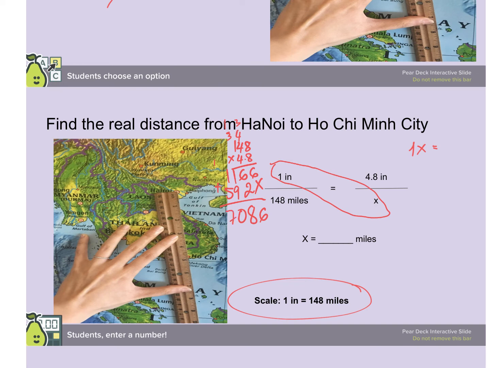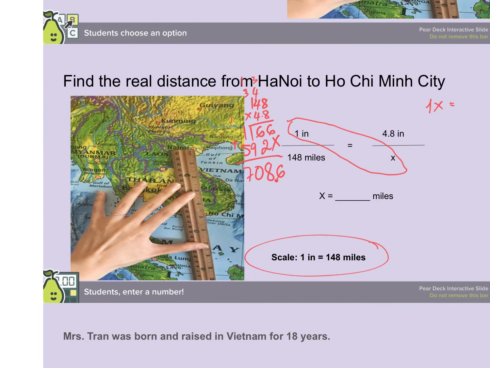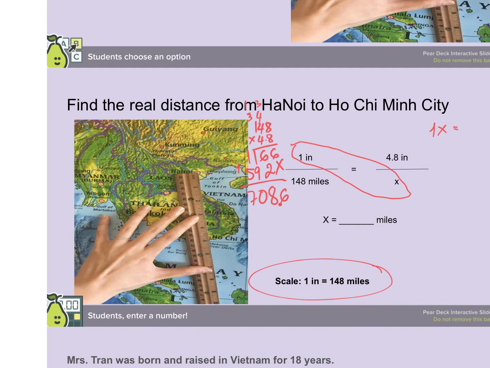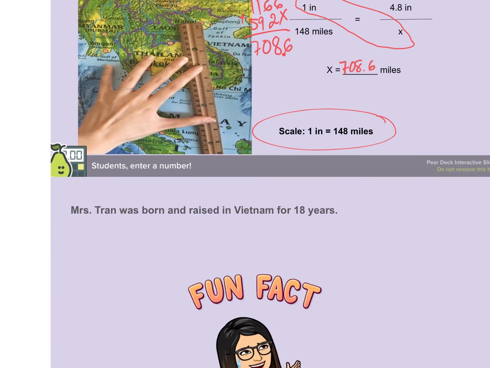All right, so you're going to check your math, and then check my math with me, right? Of course, I may make a mistake. So I have 708.610 miles.